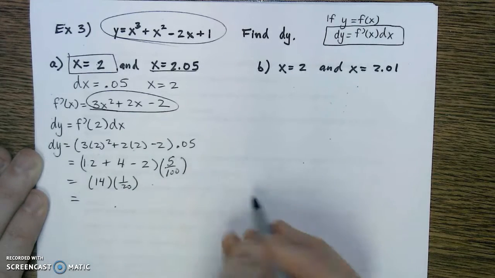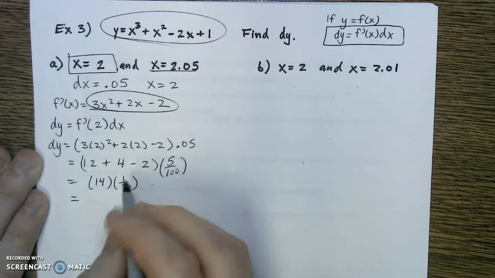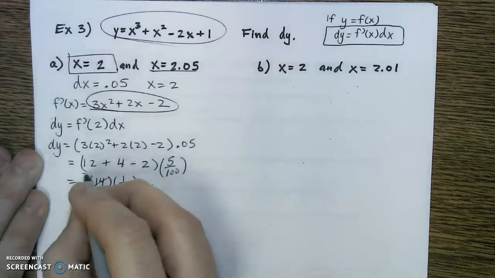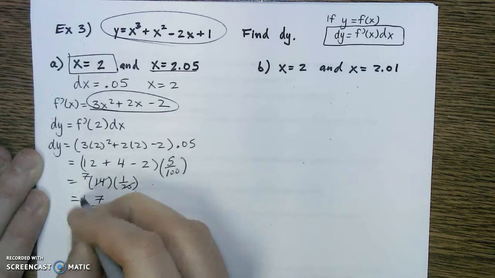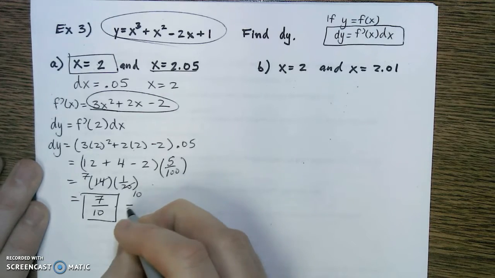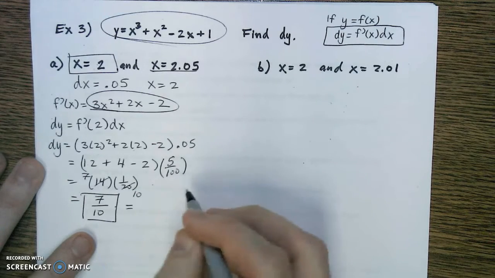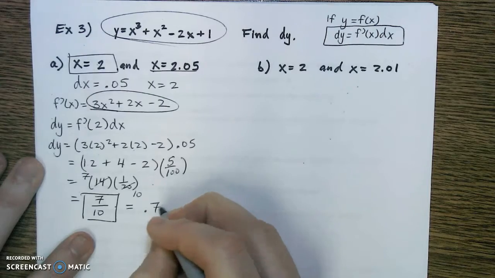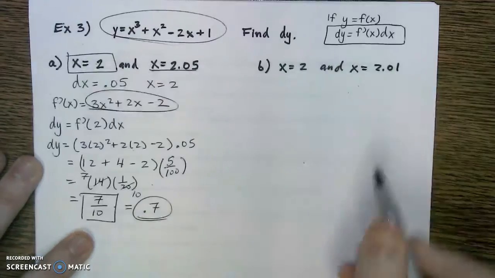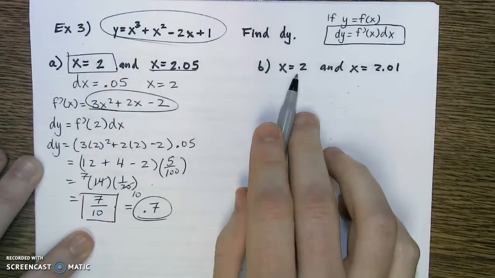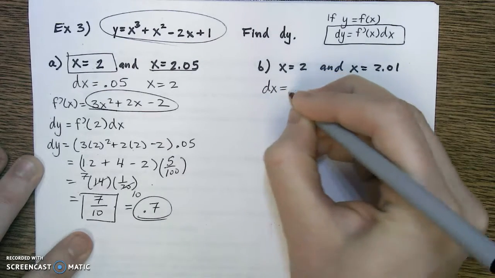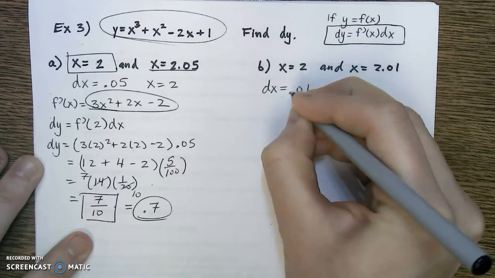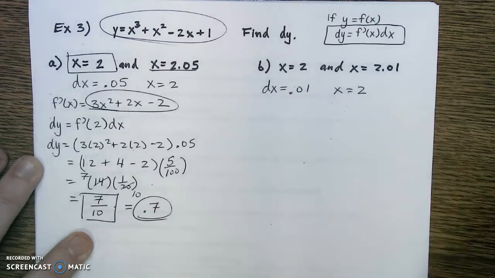And I can simplify this. If I take out a 2, that would be 7 over 10, so 7/10. As a decimal, that would mean that my change in y was approximately 0.7. So then let's look at this one, from 2 to 2.01. So my change in x is 0.01 with the starting x value of 2.